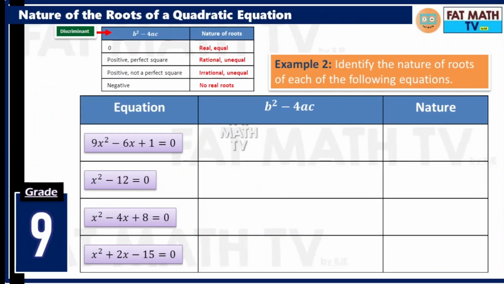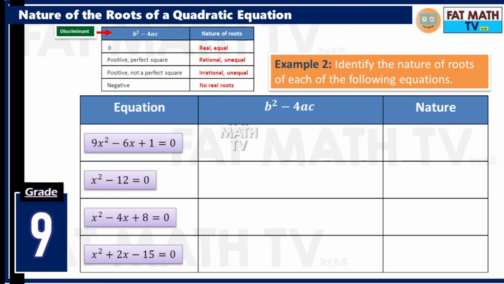Let us have a second set of examples. We have 9x squared minus 6x plus 1 equals 0. x squared minus 12 equals 0. x squared minus 4x plus 8 equals 0. x squared plus 2x minus 15 equals 0.